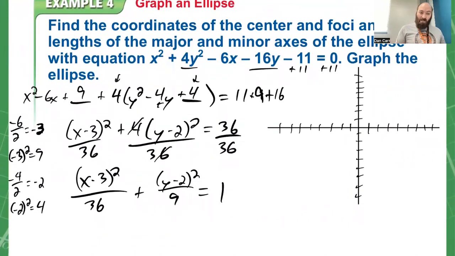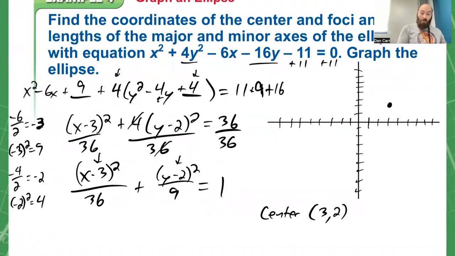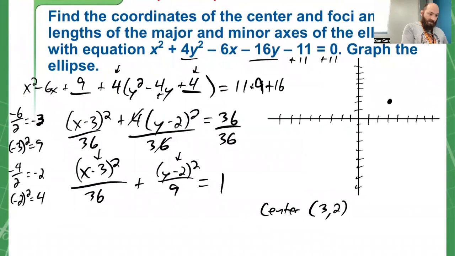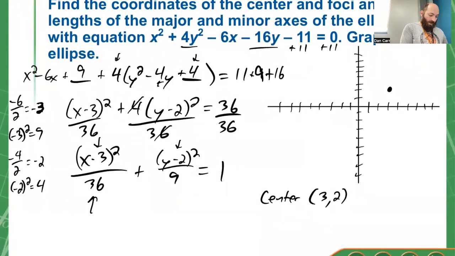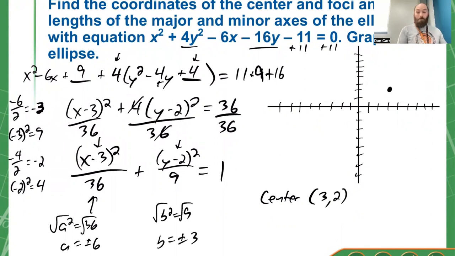You haven't seen an ellipse like this, but just like with our circles, this is going to be my center. My center is going to be the opposite of the -3 and the opposite of the -2. So I'll plot that as my first point. So 1, 2, 3, 1, 2. Okay. Just like before, my major axis is right here. So a squared equals 36. I square root that and I get plus or minus 6. b squared is equal to 9, so I get b equals plus or minus 3.